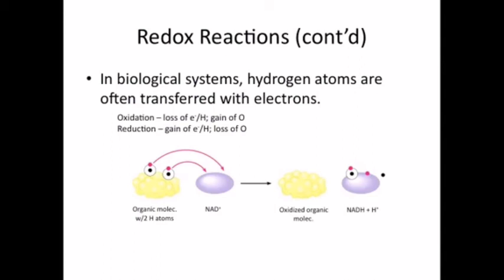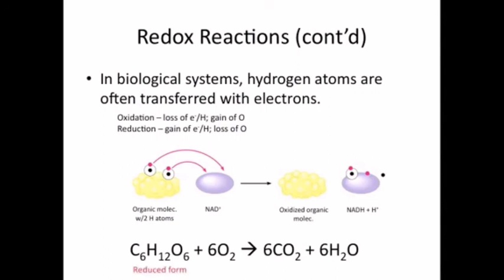Let's look at an example of oxidation and reduction in a chemical reaction. This reaction shows the breakdown of glucose into carbon dioxide and water during cellular respiration. We notice that glucose, the carbon-containing compound on the left, loses hydrogens to become carbon dioxide, the carbon-containing compound on the right. Therefore, glucose is the reduced form of the carbon-containing compound, and carbon dioxide is the oxidized form. The hydrogens lost by glucose were picked up by the oxygen on the left, forming water. Therefore, the oxygen on the left is the oxidized form, while the water on the right is the reduced form.